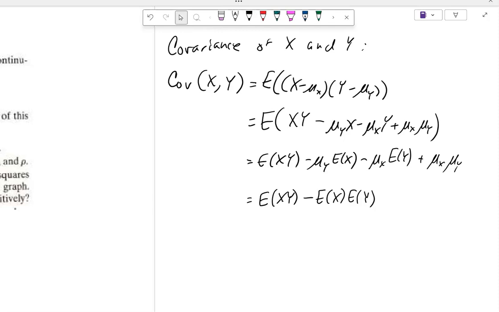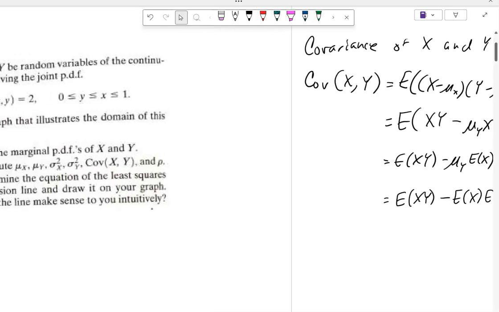All right, so let's go over to this first problem.